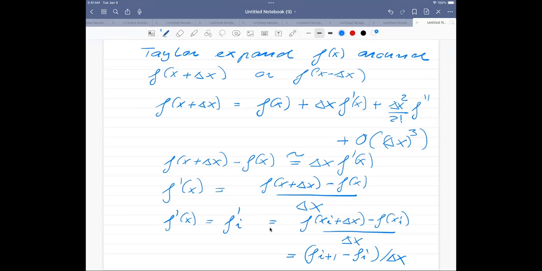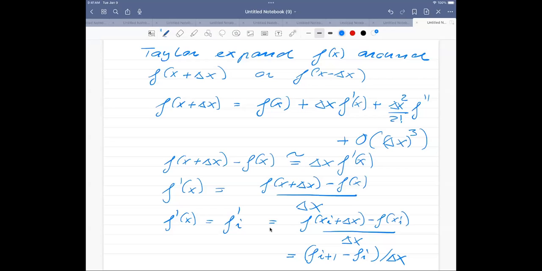Does anyone remember what this formula is called for the derivative? There's a famous mathematician which begins with an E as a letter. Yeah, Euler's forward formula.